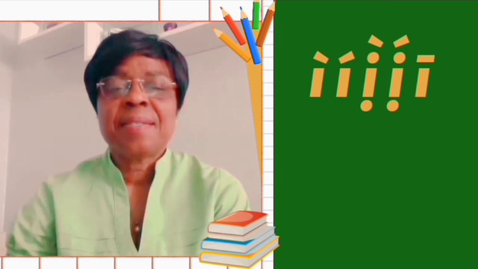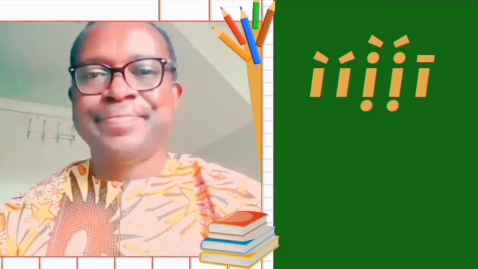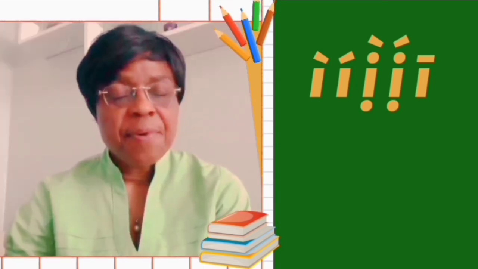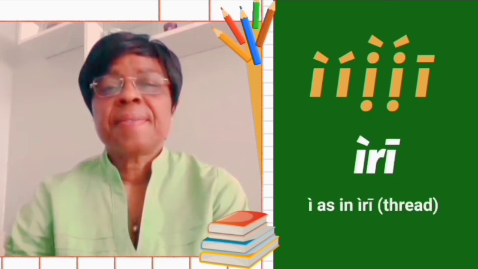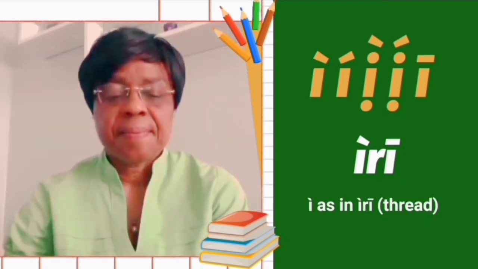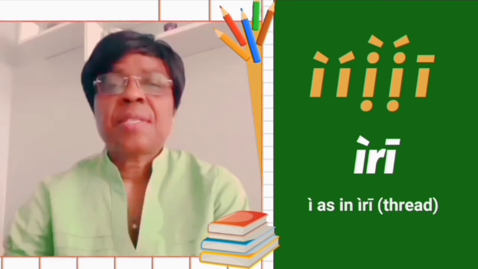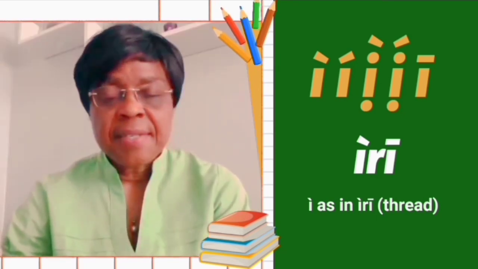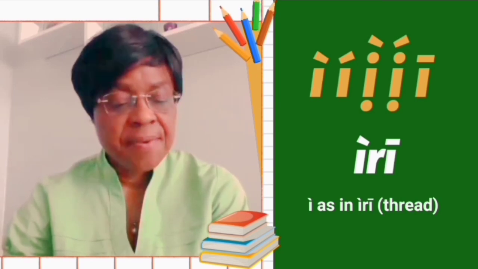Can you say that? E. A. Very good. An example of E, Iri. Iri means thread. And the diacritics for Iri are both falling.